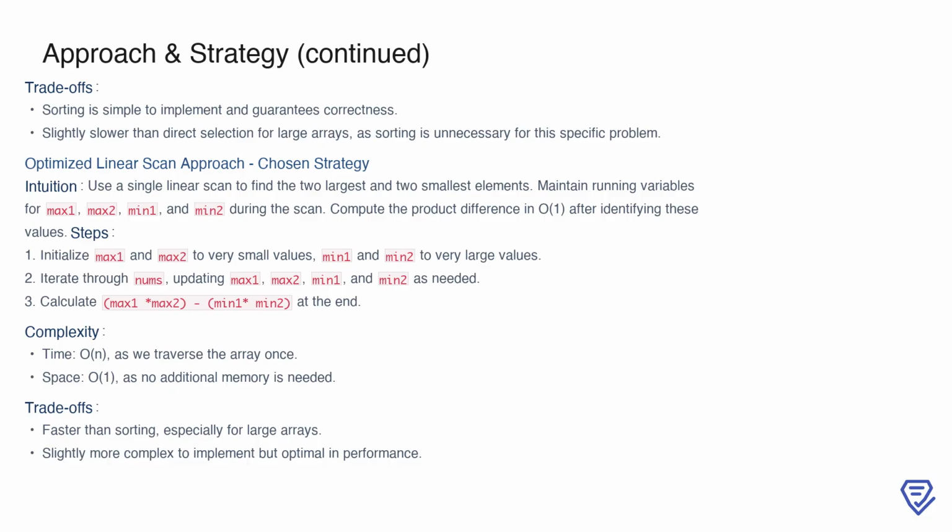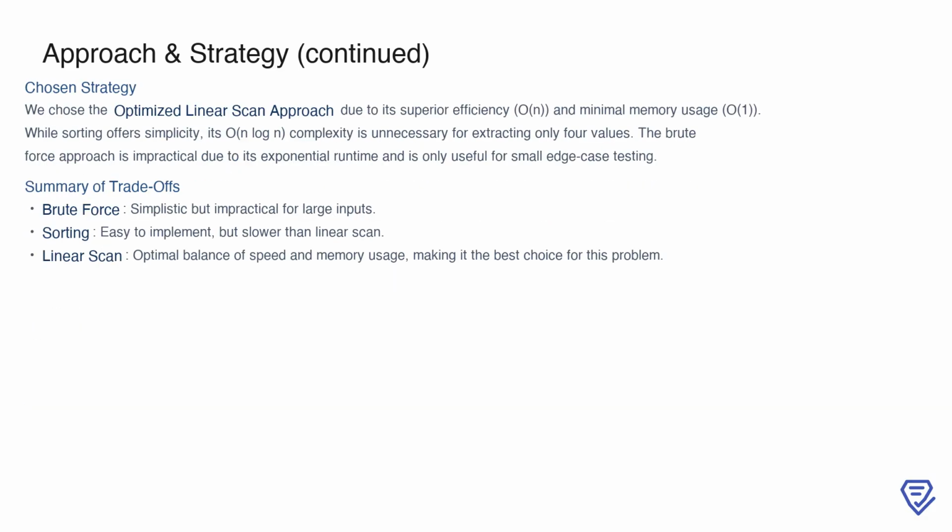This approach has a time complexity of O(n), as it requires only one pass through the array, and a space complexity of O(1), as no extra data structures are used. While slightly more complex to implement than sorting, it is significantly faster for large inputs. Given the options, the optimized linear scan approach is the best solution due to its efficiency and minimal memory usage.